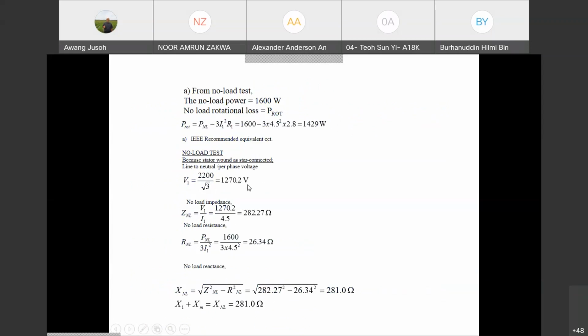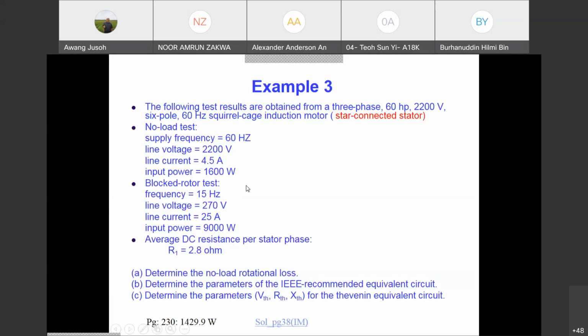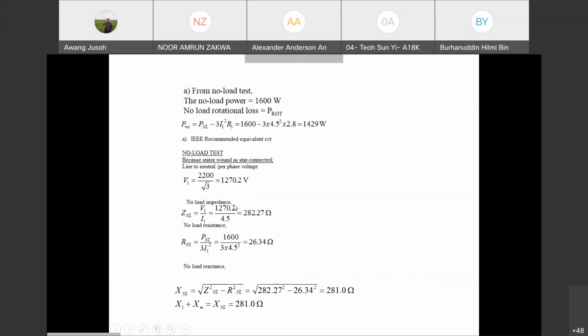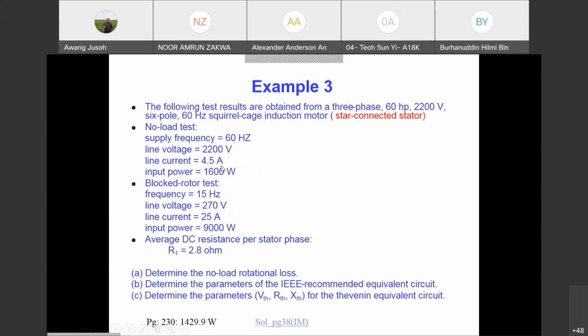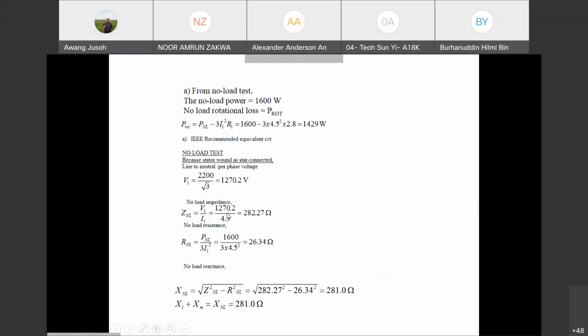Then find the impedance during no load test. Impedance is just voltage divided by current, right? So voltage equals 1270 just now, divided by current 4.5 amp here. Current you don't need to divide by 3 because this is a line current equal to phase current. So phase voltage divided by phase current equals this impedance, you call it Z impedance. And then find the R no load during no load test, which is 1600 divided by 3 I squared.